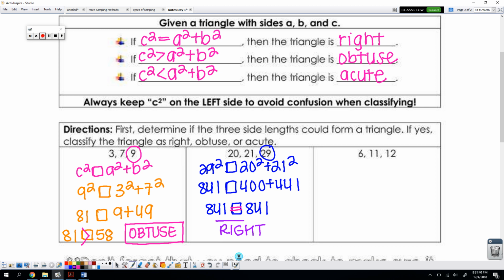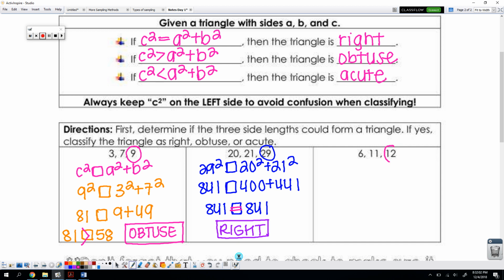Always be careful and make sure that they actually make a triangle in the first place, though. In case you forgot, that means adding the two small sides to make sure they're bigger than the big one. So 6 plus 11 must be bigger than the biggest, which is 12. 6 plus 11 is 17, so it's definitely bigger than 12. So we will make a triangle, so let's go ahead and do c squared.